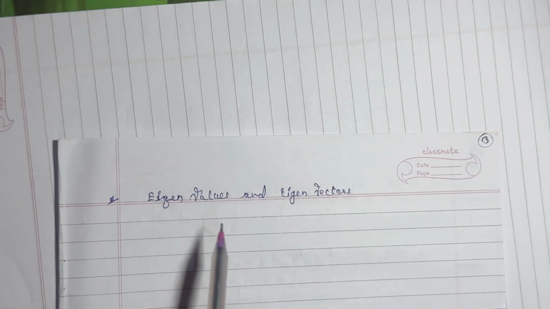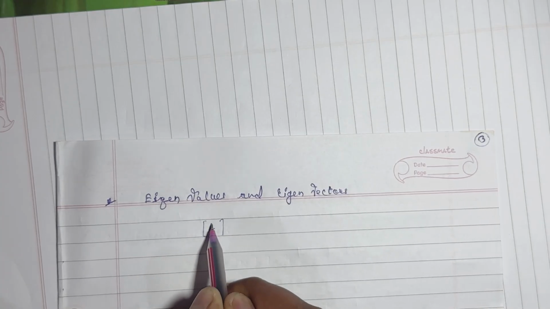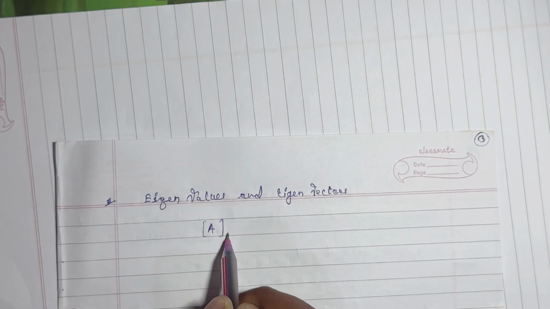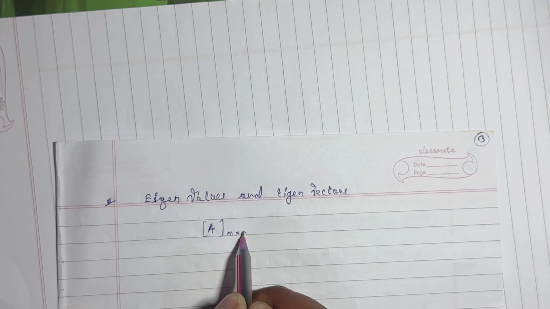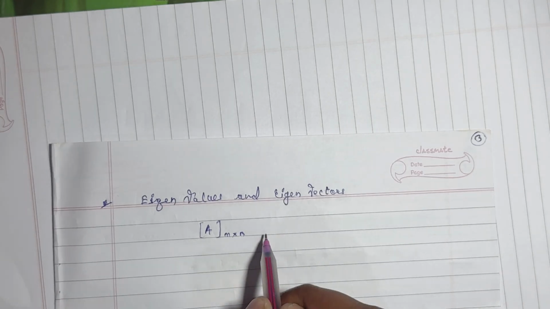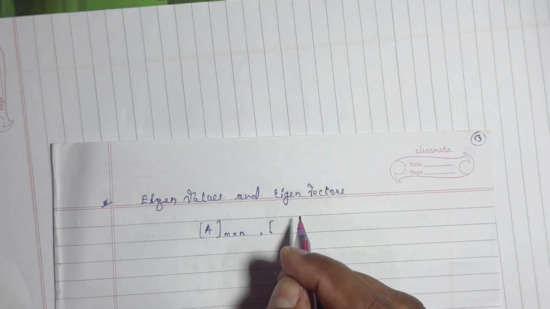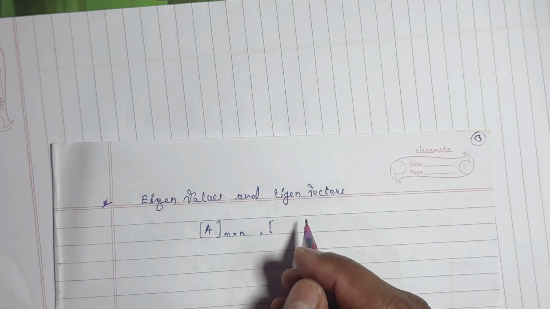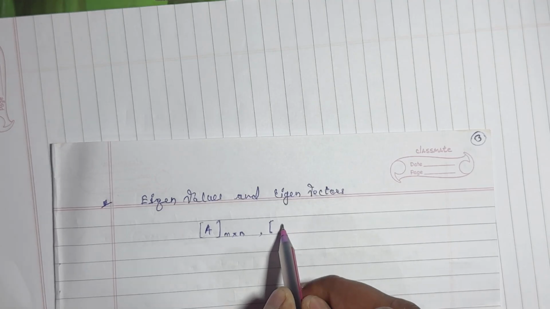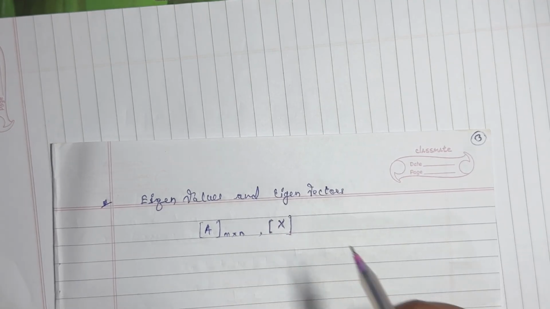Consider that A is a square matrix. Square matrix means the number of rows and columns are equal, m by n where m equals n. Again, consider a vector. We already learned about vectors in linear combinations, for linearly dependent and independent vectors. We denote the vector as capital X, which can be written as a column matrix x1, x2, x3, up to xn.